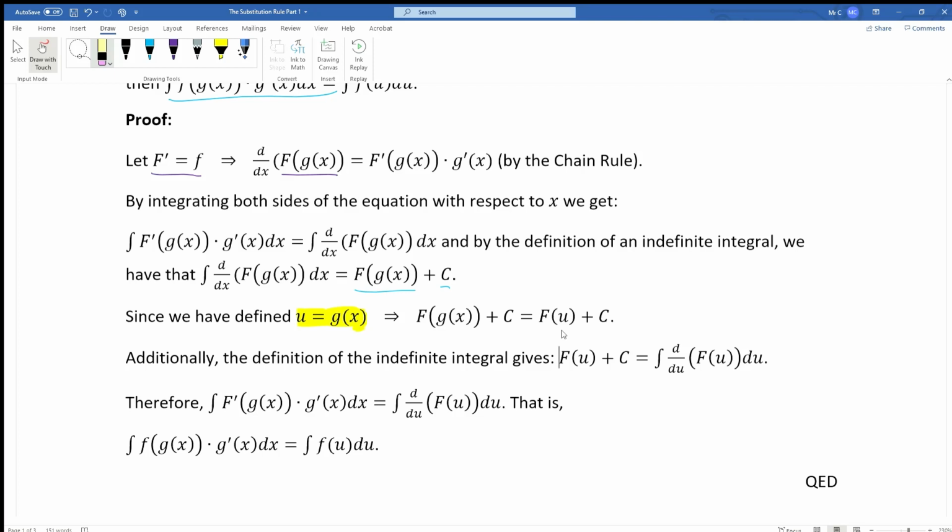All right, so now what do we have? We have this big piece of information here. And we also know from earlier that this original integral we started with is equal to cap F of g of x plus c. And finally, the definition of the indefinite integral again tells us that cap F of u plus c is equal to the integral of the derivative with respect to u of cap F of u du.